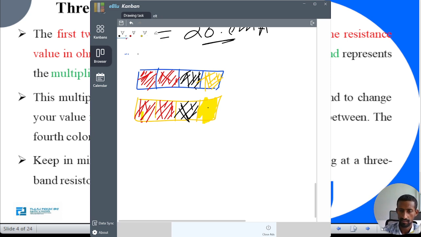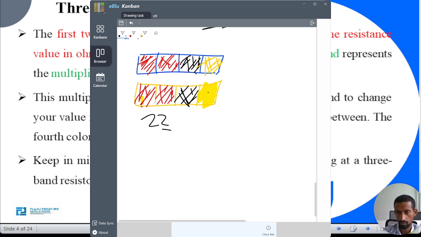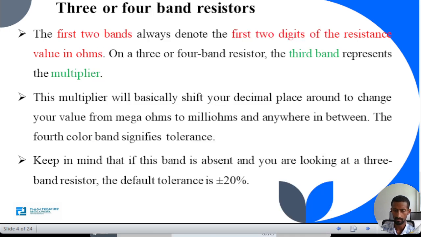Red represents 2, so 2 and 2 will be 22, and the multiplier black indicates 10 to the power of 0, so you will multiply by 1. The gold color is the tolerance, which means plus or minus 5%. So this is a 22 ohm resistor. You can calculate the values of a resistance easily like this.